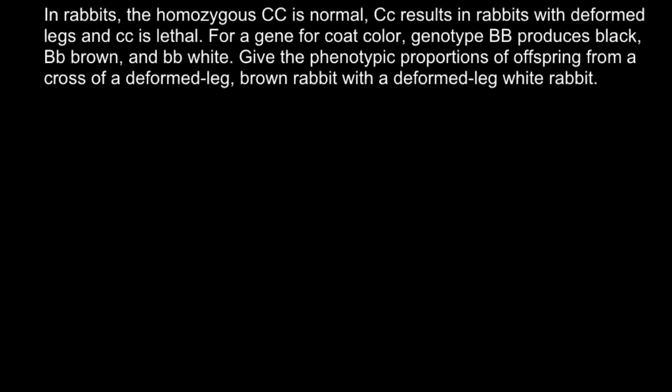Today's problem is: in rabbits, the homozygous dominant capital C is normal, heterozygous results in rabbits with deformed legs, and homozygous recessive small c is lethal. For the gene for coat color, the homozygous dominant genotype produces black, heterozygous brown, and homozygous recessive white color. Give the phenotypic proportions of offspring from a cross of a deformed-leg, brown rabbit with a deformed-leg, white rabbit.